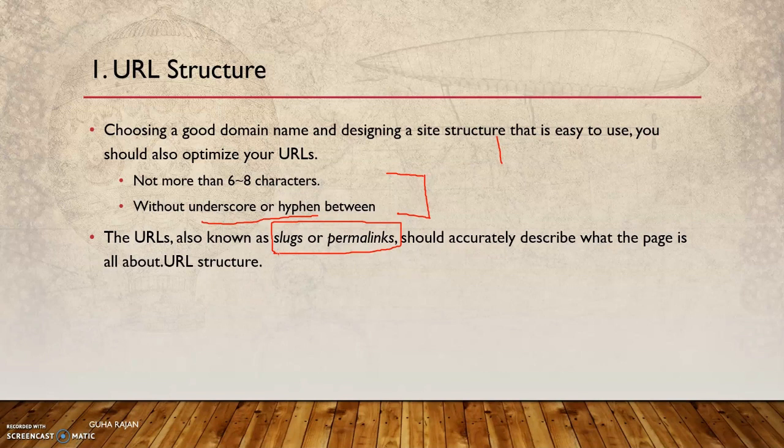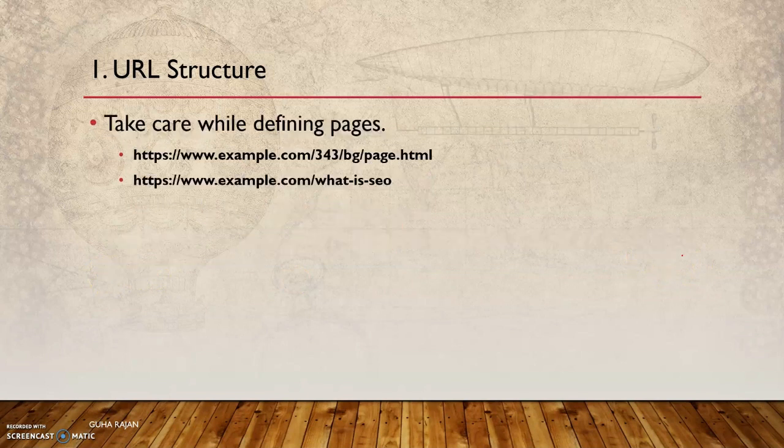It's basically the URL structure, the URL link of that page. That's called the slug or the permalink. It says what the page is all about, and the full link needs to be unique. Take a website example.com where the link goes to 343 BG and page.html. Instead of that, in case this page.html is all about what is SEO, if that page is going to describe that, then yes, you need to have what is an SEO.